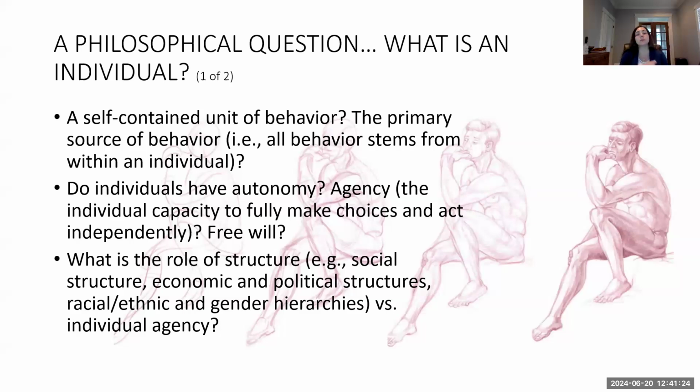Now, in order to start building out an understanding of those levels, we have to start with the center of those concentric circles, which is the individual. An individual is a self-contained unit of behavior. There's a classic scientific definition. And so we have to think, do individuals have autonomy? Can we do whatever we want? Complete free will? Are we limited?